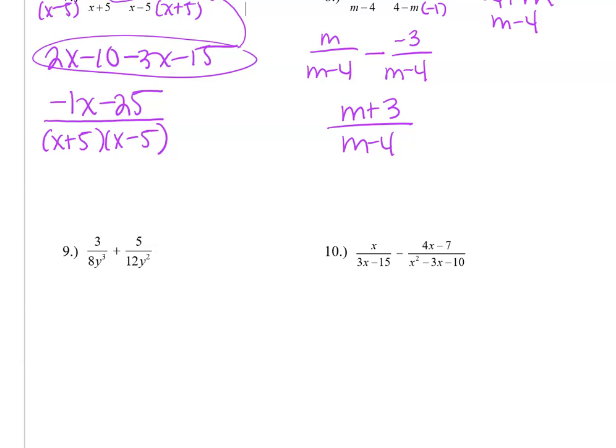All right, and then just reminding you again of what we did earlier. For 9, these are monomial denominators, so you just got to come up with an LCD that would work for both of them. I can turn each of the 8 and the 12 into a 24, by multiplying by 3 for the first one and 2 for the second one. And I'll use y cubed because that's the highest power. So the second fraction will need a 2y.